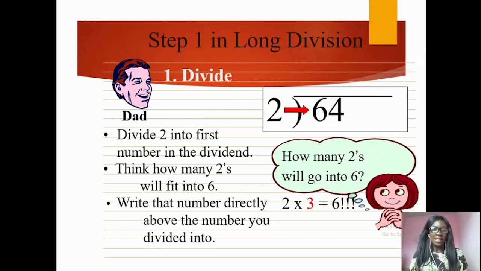So what we'll do, divide, which is daddy, says we should write that number directly above the number we divided into. So the number we divided into is 6, which is just the first number, and 2 goes into 6 how many times? 3 times. Okay, follow my cursor. 3 times. So it said we should write that number directly above the number we divided into. So the number we divided into is 6. So we're going to write the number, which is 3, directly above it.